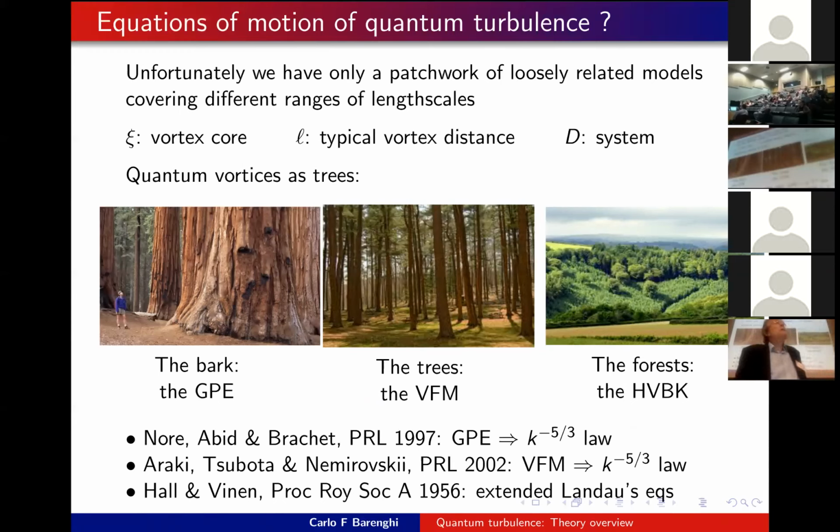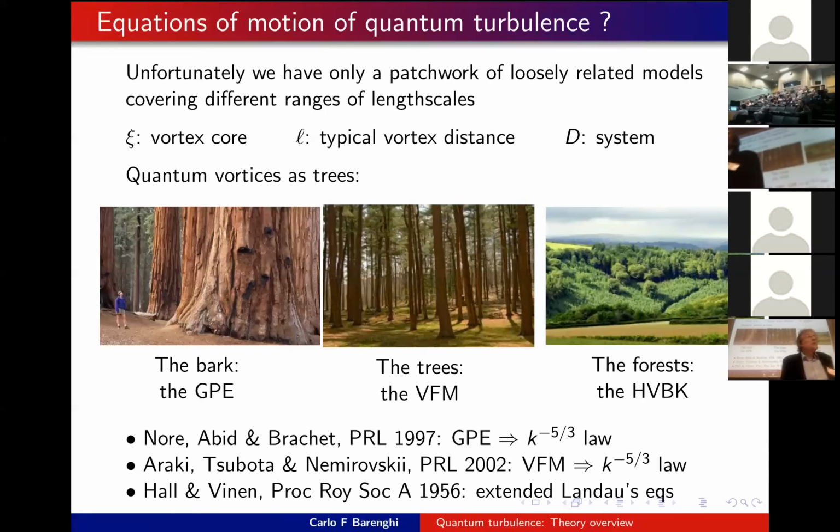And below you see some references if you want to look up and see how the models work. I've chosen these three papers. The first, by Nore, Abid and Brachet, was quite important because it showed for the first time, using the Gross-Pitaevskii equation, a connection to classical turbulence. Essentially they studied the decay of an arbitrary initial state containing lots of energy, a Taylor-Green flow, and spotted that as it decays, the classical Kolmogorov law, the k to the minus 5/3 law, develops, indicating some cascade of energy, like in ordinary turbulence.